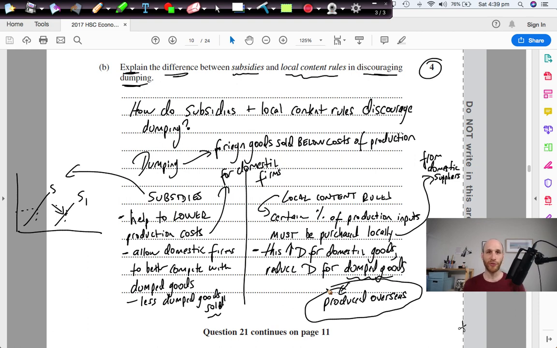So the introduction of a local content rule would increase demand for domestic goods because local goods have to be used in production. Well, that means there's less incentive to buy foreign goods because you have to meet this requirement, this local content rule. So therefore, greater demand for locally produced goods, reduced demand for the dumped goods. So that's going to discourage dumping from other countries because they know they may not be able to sell all of those goods on that overseas market.